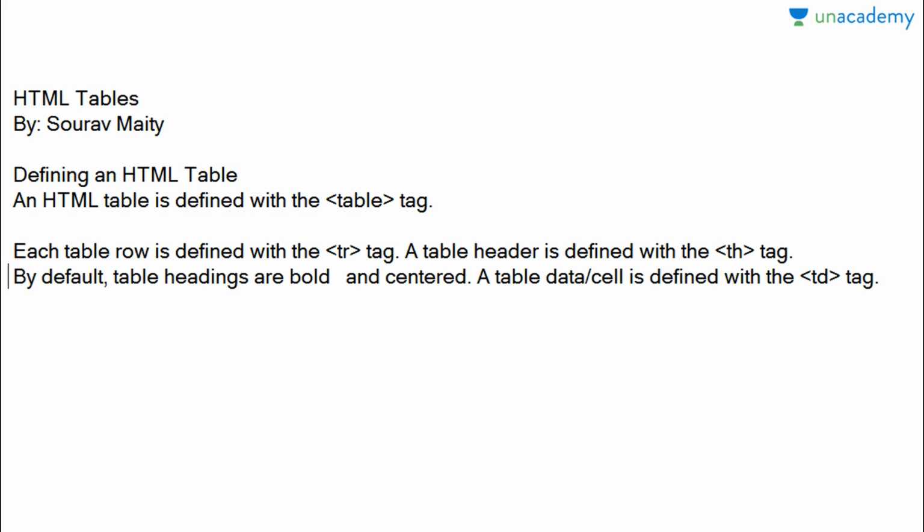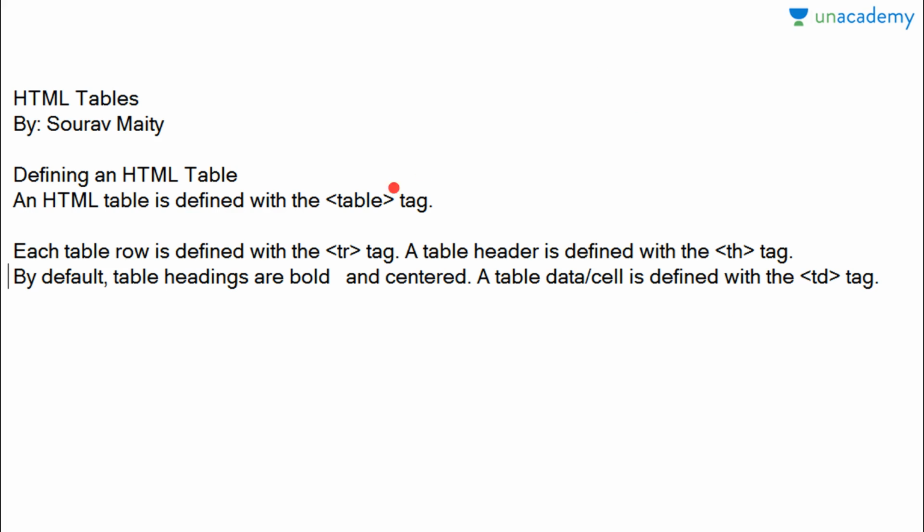First, let's see what is a table's meaning. A table is a set of rows and columns that is combined to form a table. Each row is created with a tr tag and a complete table is created with a table tag. A table header is defined with a th tag. By default, table headings are bold and centered. A table data is defined with the td tag.